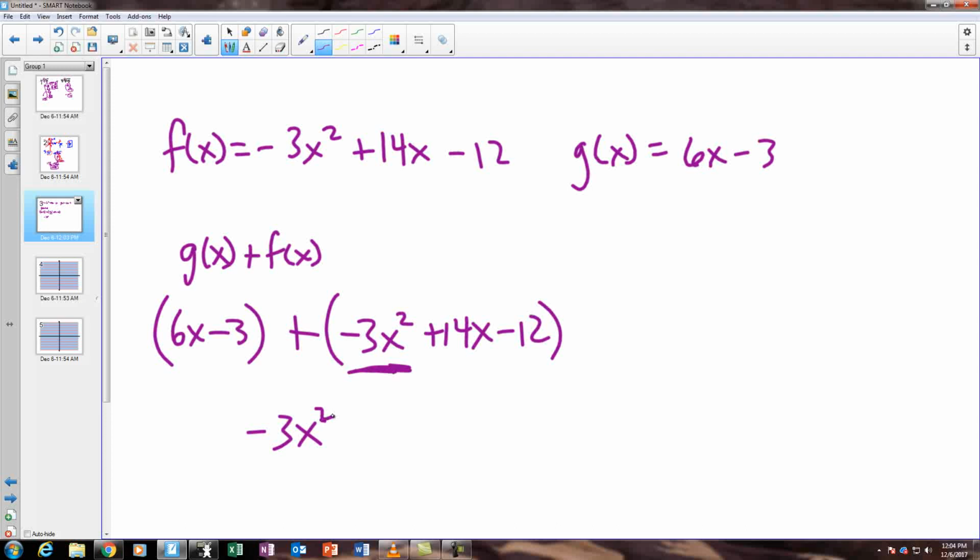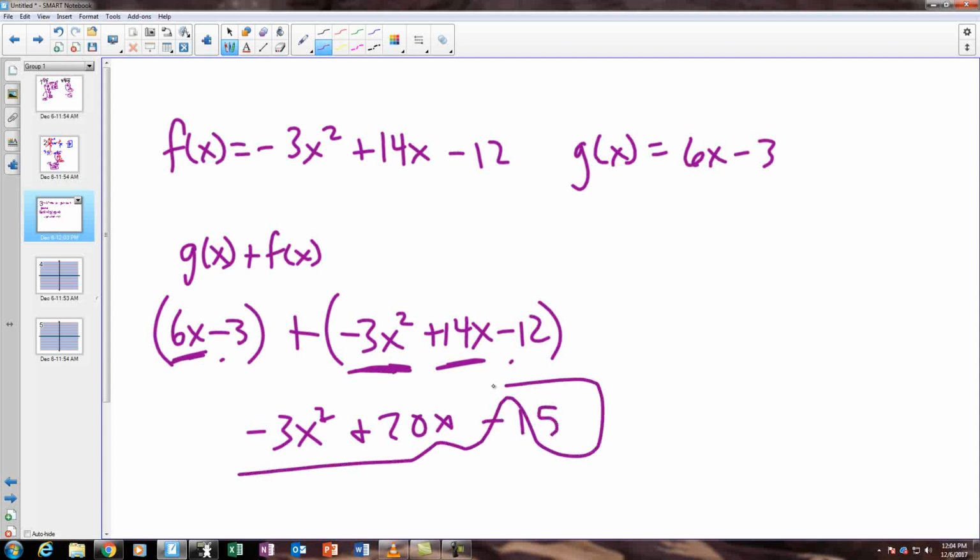And then I'm looking for other like terms. There's 6x and 14x. I'm just adding, so that's plus 20x. And then I have a negative 3 and a negative 12. That's negative 15. And that would be my answer. I'm off a little bit right now, but the idea is we just add like terms.